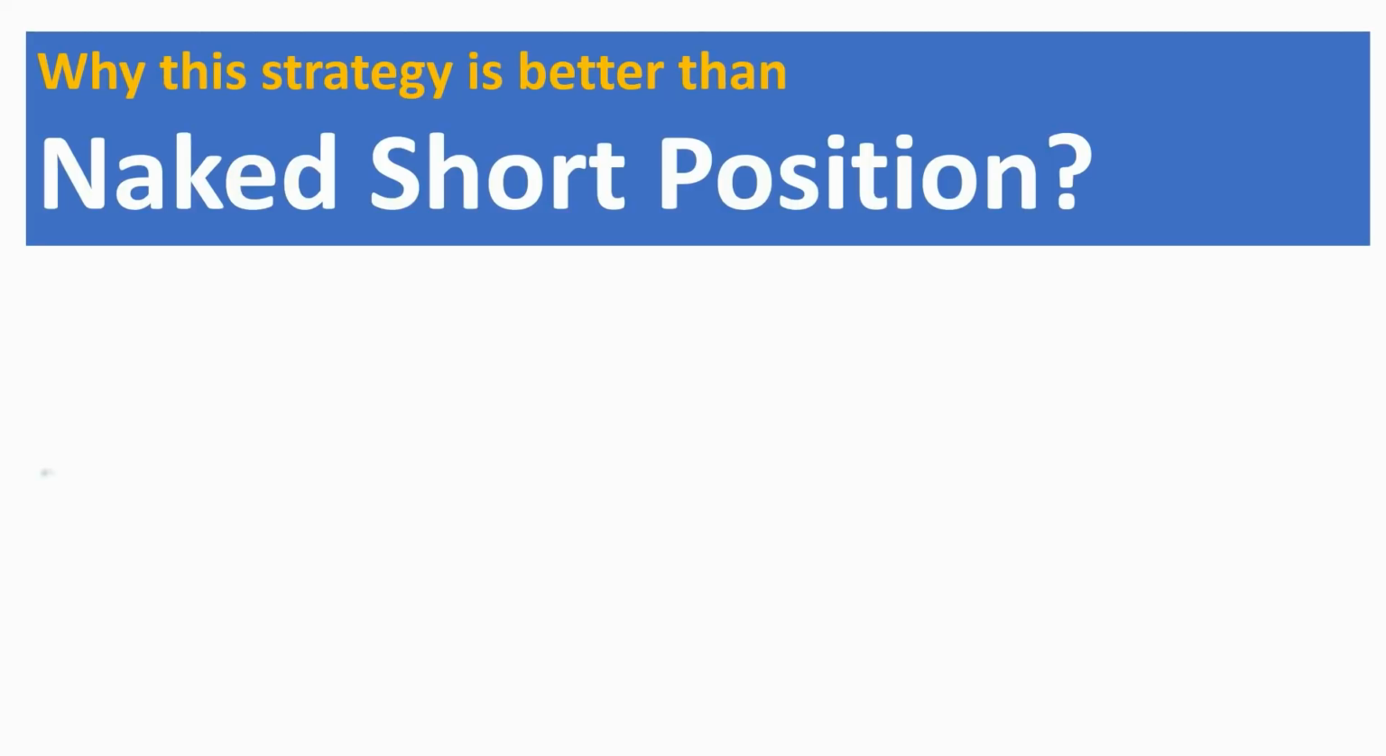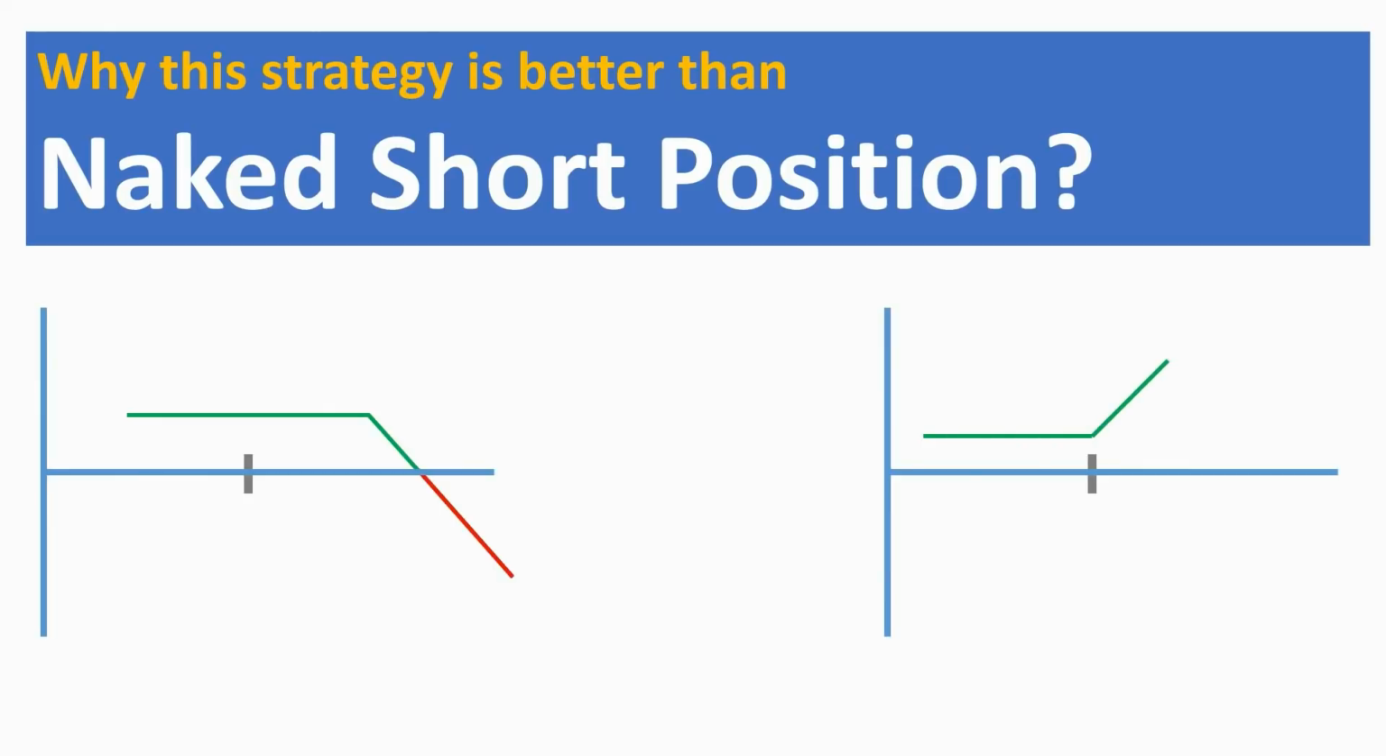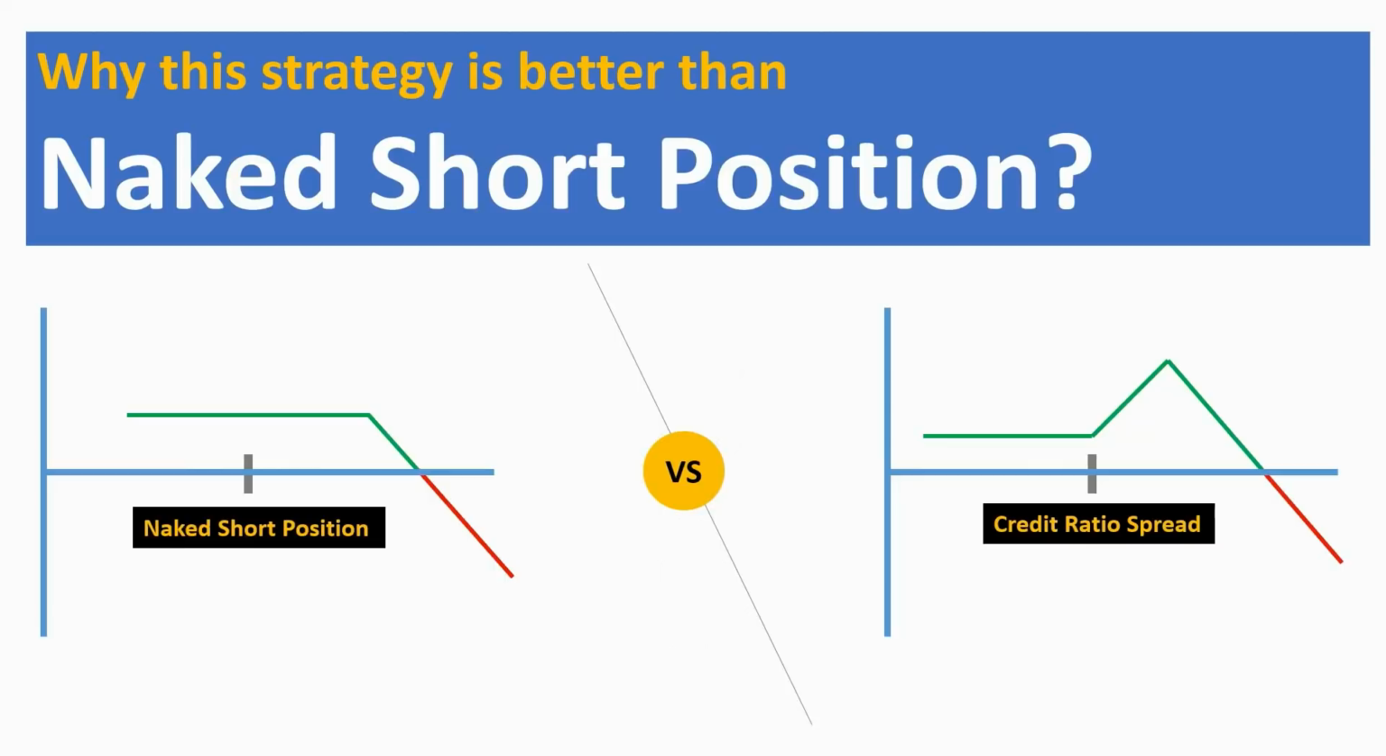Hi everyone, in this video I'm making a comparison between two popular option trading strategies. One, you can write out of the money options, which is a naked short position, or you can set up a credit ratio spread, because in both these strategies we have a lot of similarities, but the credit ratio spread has an advantage over the naked short position at very different times. So we need to know when to set up the credit ratio spread to take an advantage over the market.